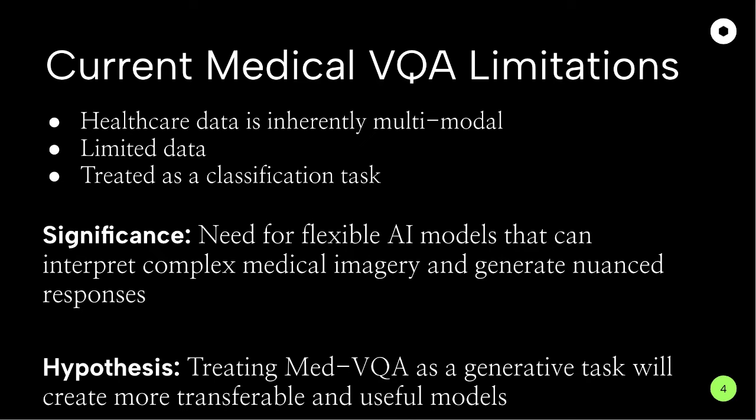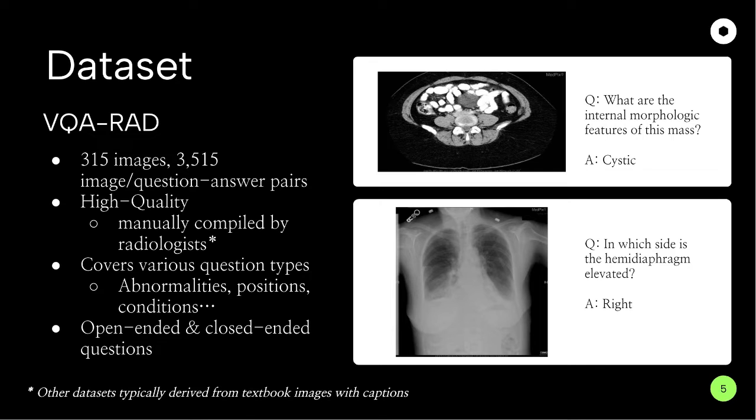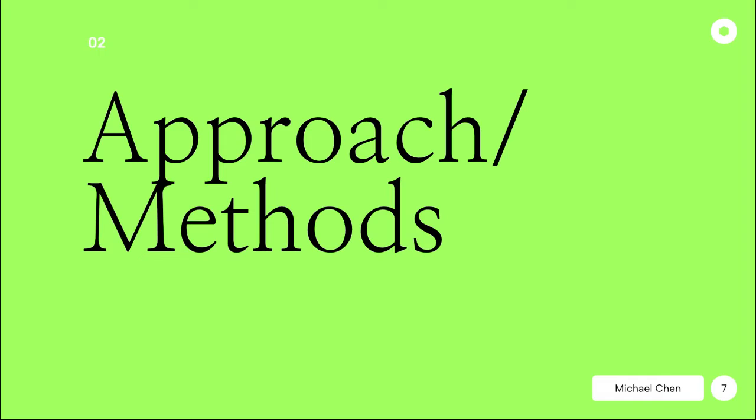advancing patient care. The VQA-RAD dataset, curated by radiologists, includes over 3,000 question-answer pairs covering diverse question types. With its balanced design and natural language questions, it serves as a strong foundation for training models to interpret radiology images effectively. We now present the core ideas of our approach.